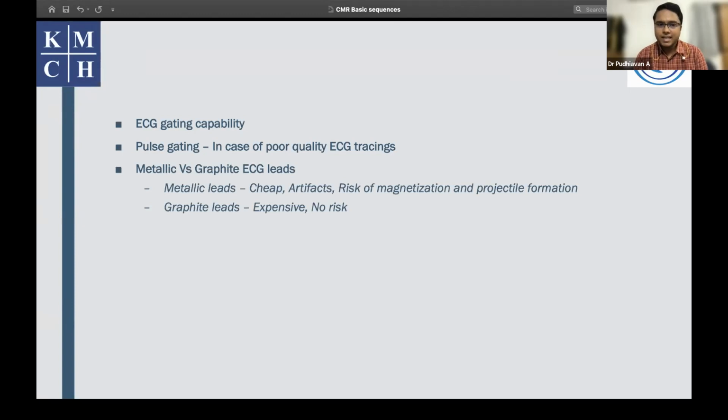Coming to ECG leads, the graphite leads are always preferred. They are a little bit expensive compared to your routine ECG leads, but it is worth the price. This is because the metallic leads produce a lot of artifacts, especially in a 3 Tesla system. They will produce a lot of magnetic field inhomogeneities around them, and there will be a lot of artifacts. The risk of magnetization and projectile formation is extremely minimal, but still there is a risk.